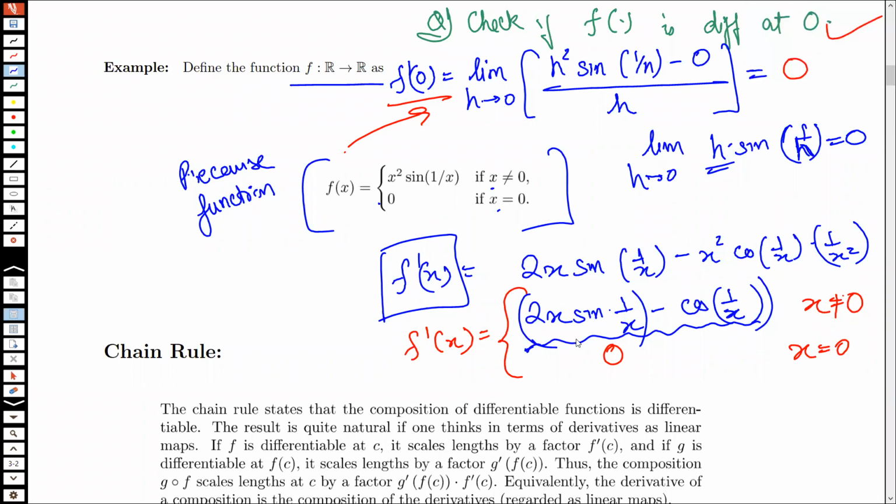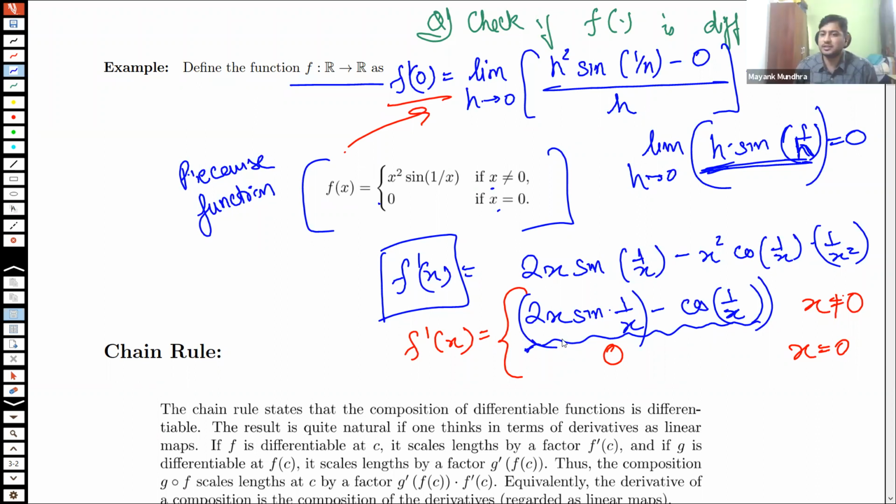It's sine infinity, right? So, no. What is this thing? That's limit 0. It's basically the same as before; you replace h with x and you get confused. It should be 0.